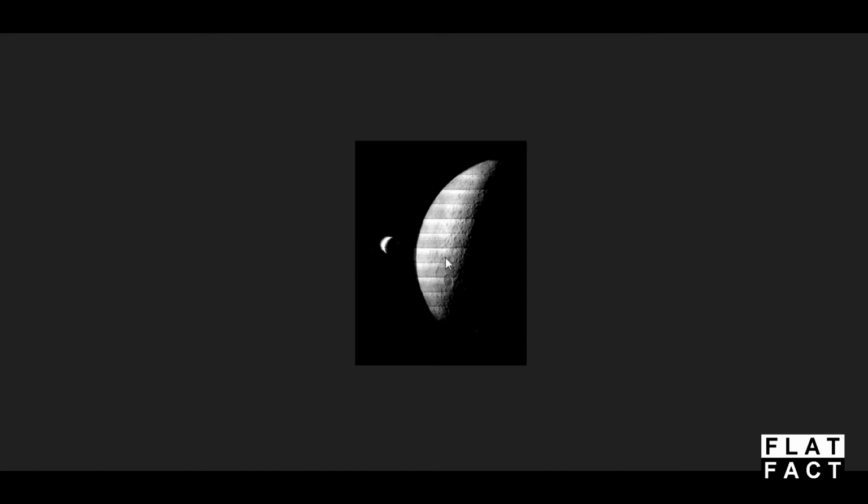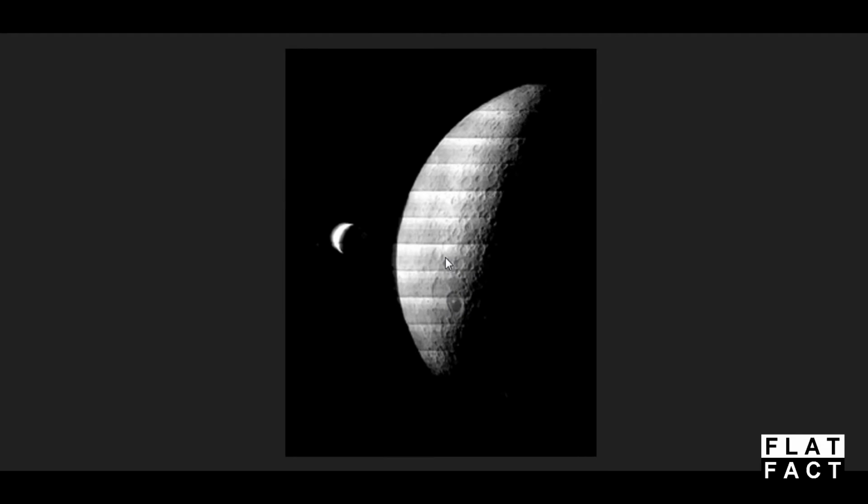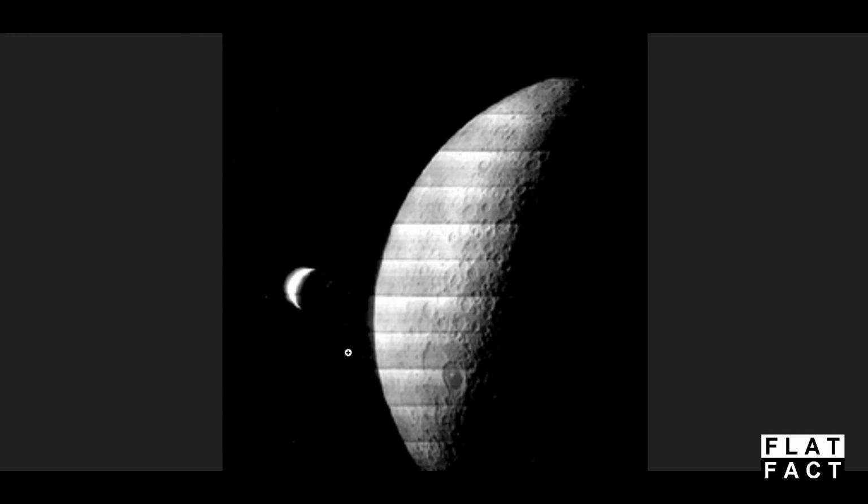Let's have a look at the image. Let's zoom this image up a little bit. And we have some artifacts here. And this is the Earth, a crescent Earth over in the distance.